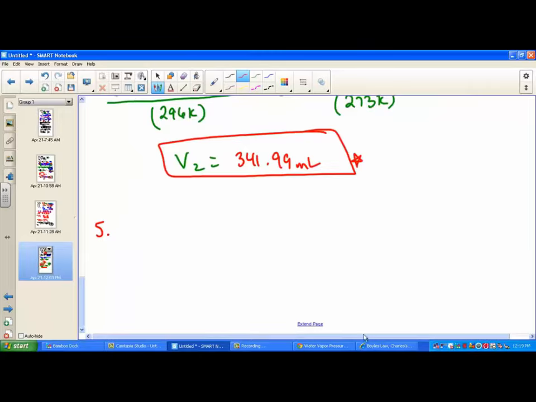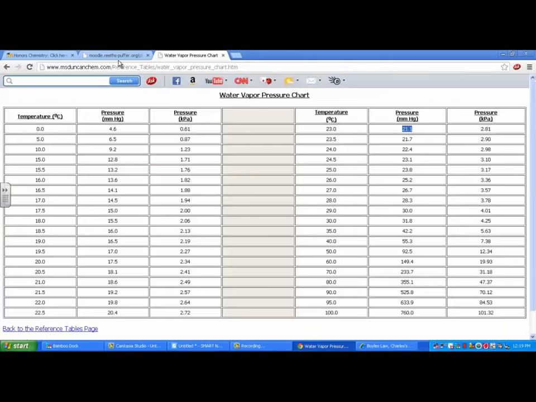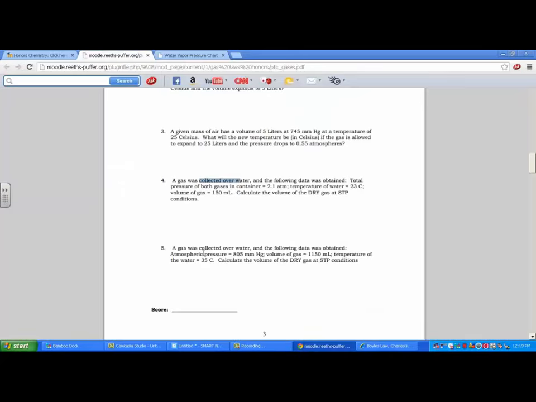Number 5 will be very similar. It's going to be of gas collected over water. Let's take a peek. Following data was obtained by gas collecting over water. Water chart, gas collected over water. We have an atmospheric pressure in mmHg, nice, no conversion necessary. Volume given, 1150 mLs, temperature 35 Celsius. Solve for the dry standard conditions.